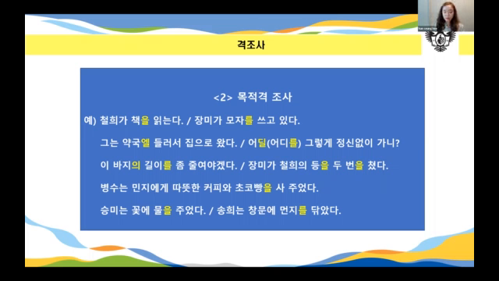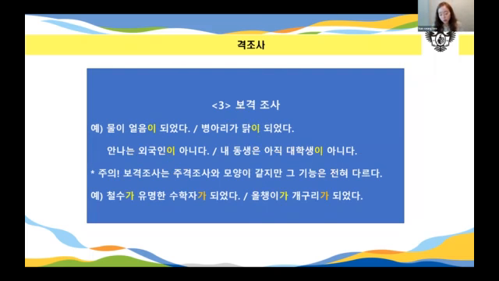Okay, let's move on to the next page. 보격 조사, complement particles or complement markers. Complement particle is very simple. 이다, 아니다, 되다. You just need to remember just three things. Let's read the example together.